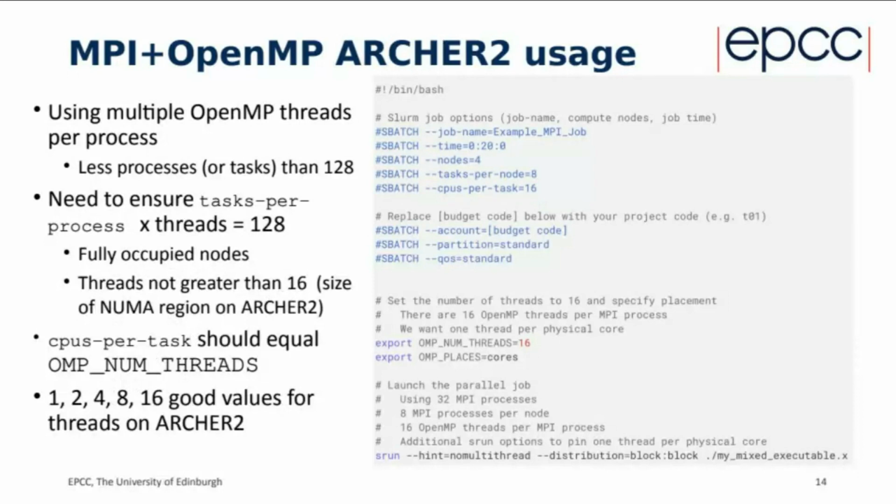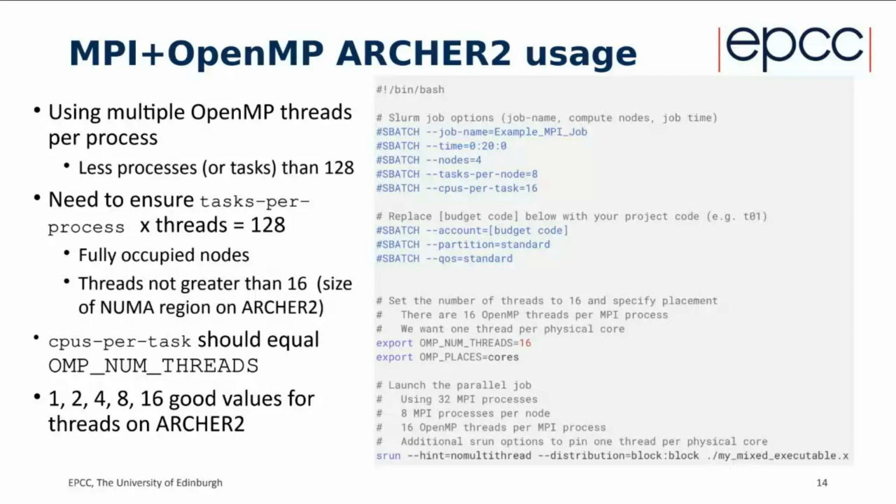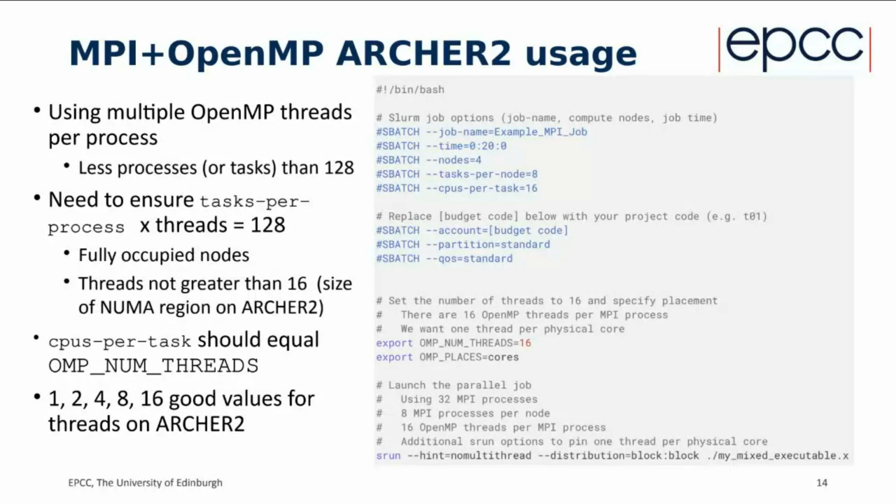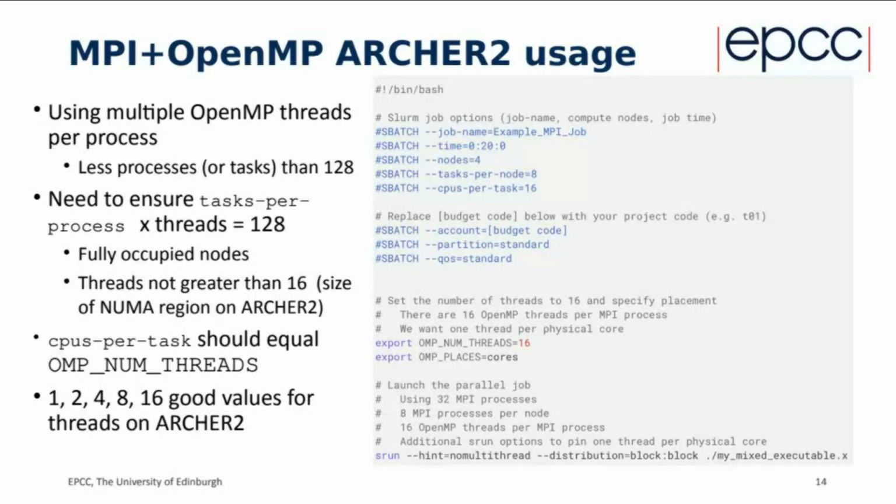So how does this look on ARCHER2? What I've got here is an example job script for running MPI plus OpenMP on ARCHER2. This example uses 16 threads per process. So you can see OMP number of threads has been set to 16. And this is set to the same as CPUs per task, because you need to ensure that each thread is spawned onto a core and that the placement is correct. In this case as well, tasks per node is set to 8.